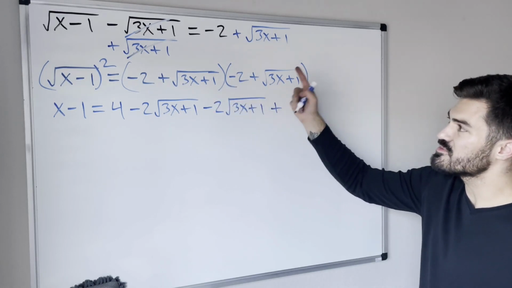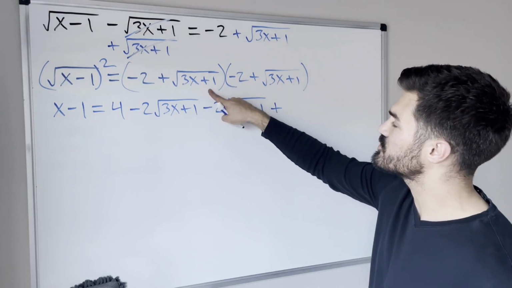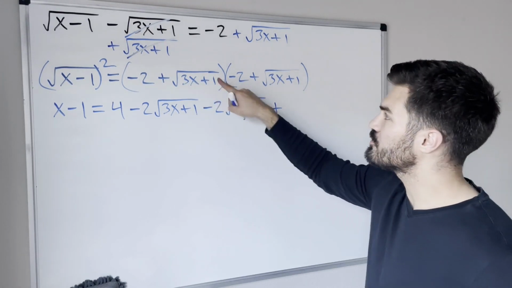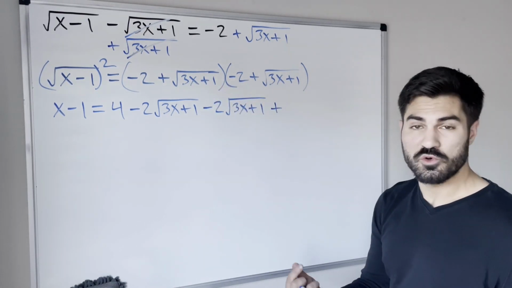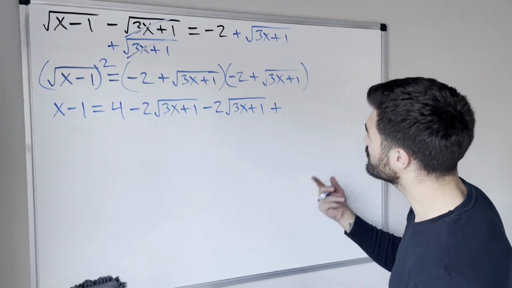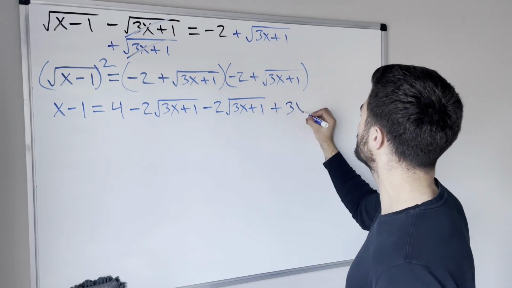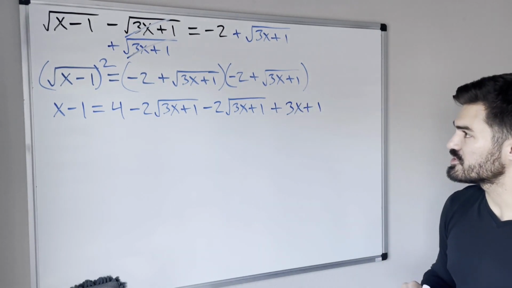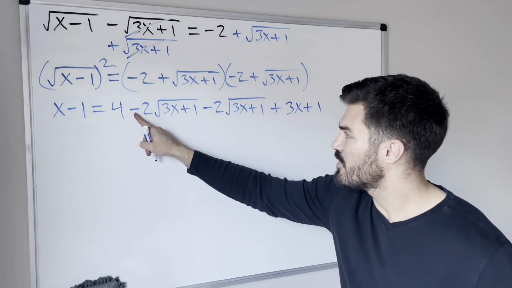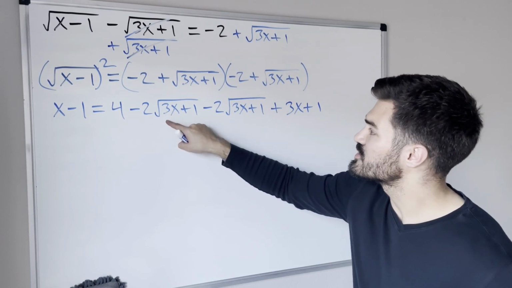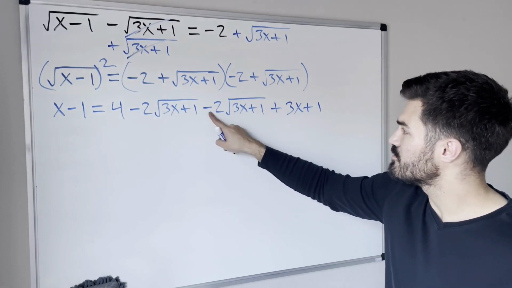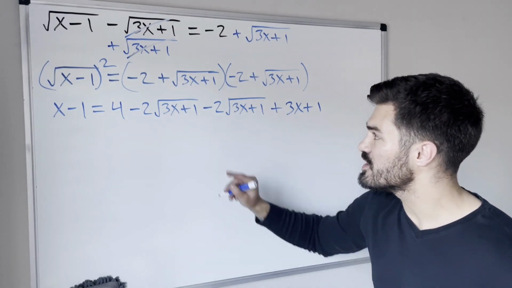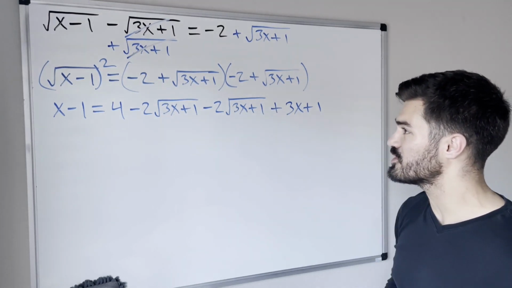This last step, same as the last example, square root of 3x plus 1 times square root of 3x plus 1. That's the square root of 3x plus 1 times itself, or squared, right? So the square root and the square cancel, and we're just left with whatever's on the inside, which in this case is 3x plus 1. So again, minus 2 times the square root of 3x plus 1, minus 2 times the square root of 3x plus 1. Those are going to combine to be minus 4 times the square root of 3x plus 1.